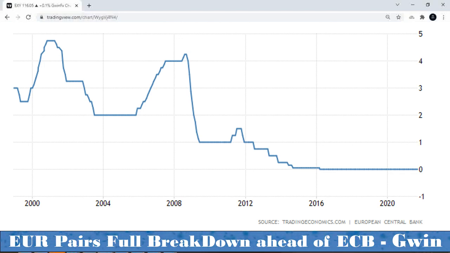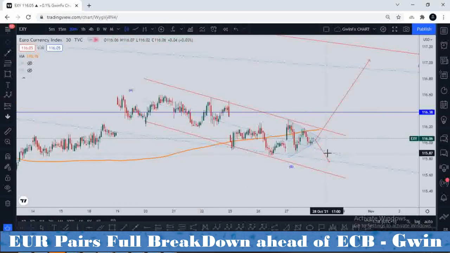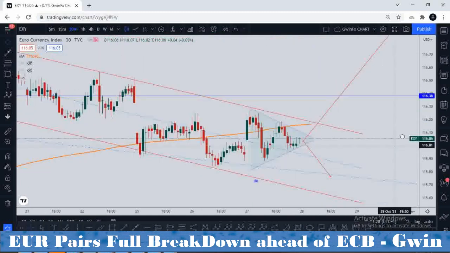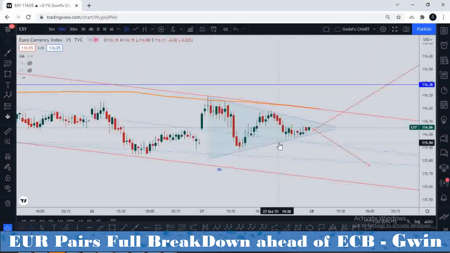However, if the euro breaks to the upside, we want to see that it could successfully break to the upside. If that is in play, we are also seeing that price has gone into a symmetrical triangle ahead of that report, or ahead of that statement.